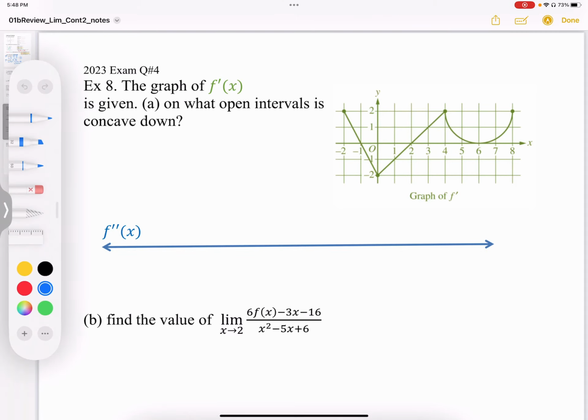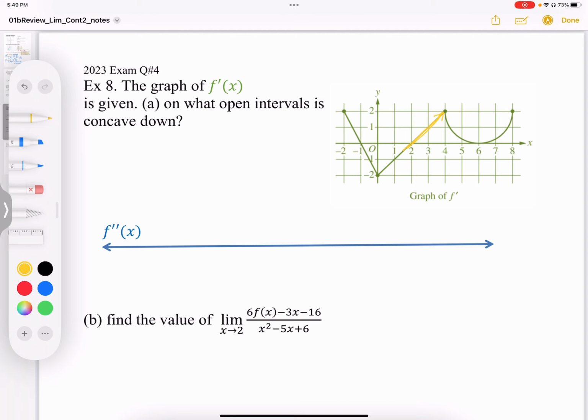Example 8, this is a question from the 2023 exam, question number 4. It gives us the derivative graph f prime, and it's asking us questions regarding the concavity of the original graph f. How we can relate the derivative graph to concavity is that when the first derivative is sloping up, in this case, if we take that section there, it's sloping up.